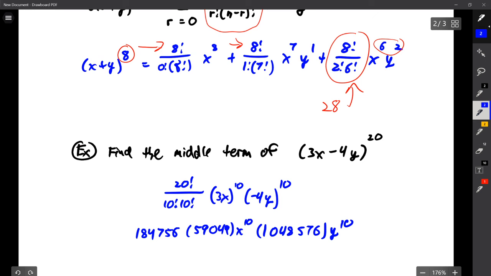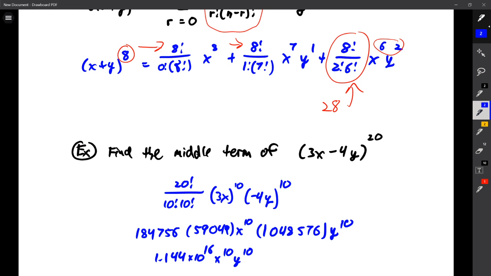Multiply all these out. 184,756 times 59,049 times 1,048,576, and we get 1.144 times 10 to the 16th x to the 10th, y to the 10th. I'm doing some rounding there. Okay, so there you go.